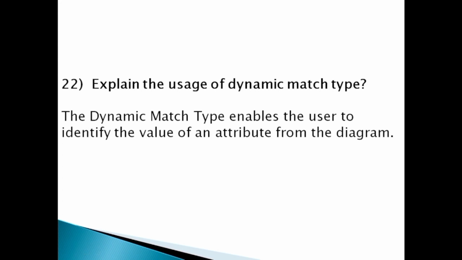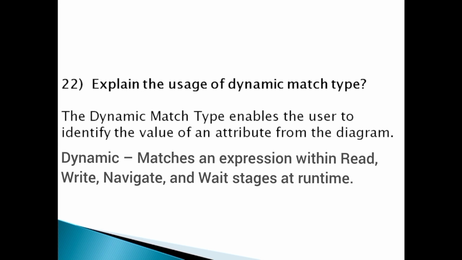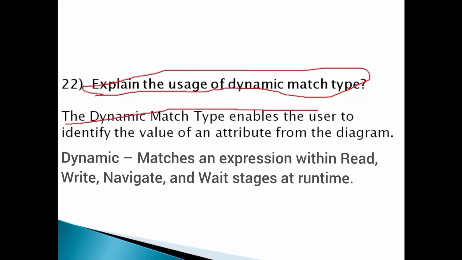Next one is, explain the use of dynamic match type. So the dynamic match type enables the user to identify the value of an attribute from the diagram. Let's move to the next question.